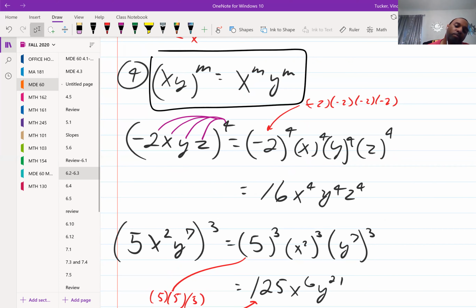Next one, similar situation. We have 5x squared y to the 7th, and that raised to the 3rd power. And that 3rd power or cube needs to be applied to each piece. So that's 5 cubed, x squared cubed, y to the 7th cubed.